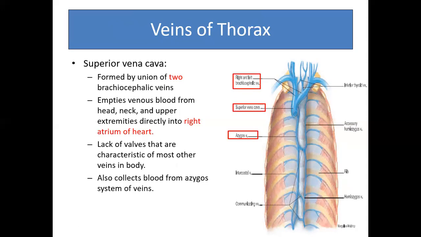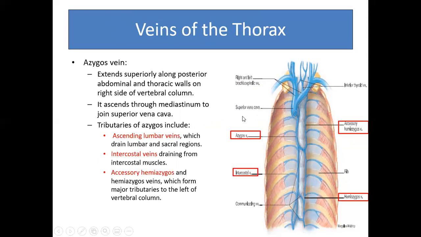And it also collects blood from the azygous system of veins. If you see here, this is the azygous system of veins. Okay, the azygous vein will drain into the superior vena cava. For the azygous vein, this is the azygous vein. It extends superiorly along the posterior abdominal and thoracic wall.